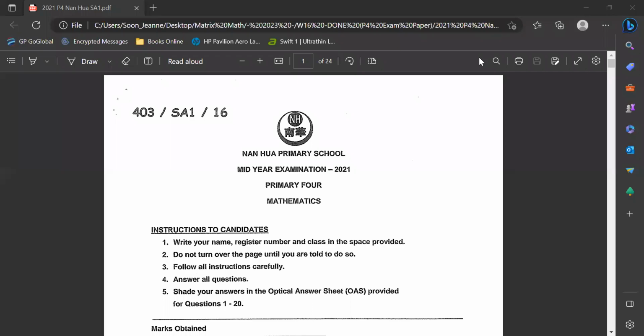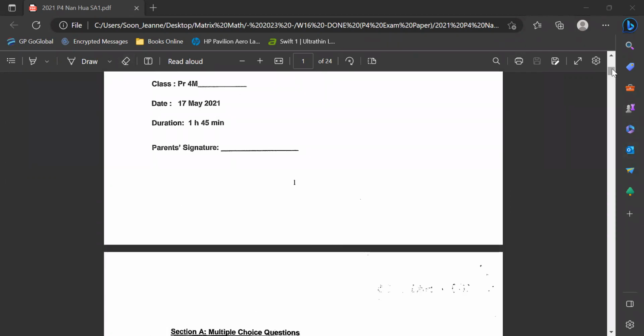Okay, children, today we are going to do the Nan Hua Primary School SA1 2021. I'm just going to select some questions to go through, focusing on the ones that are more like the ones we did recently. So I'm going to start from section B onwards. Without delay, let me just move on to section B.